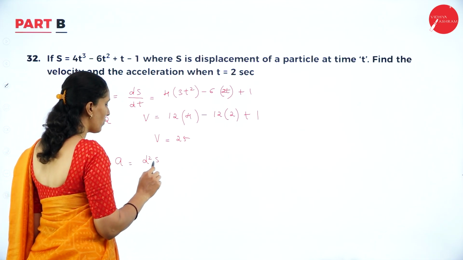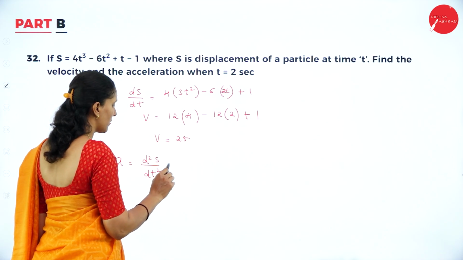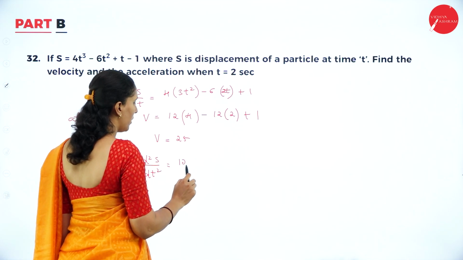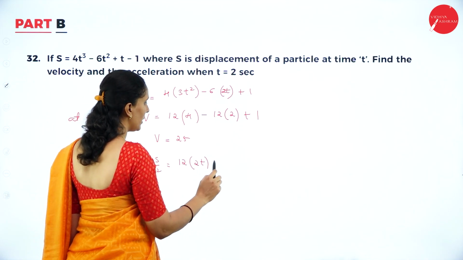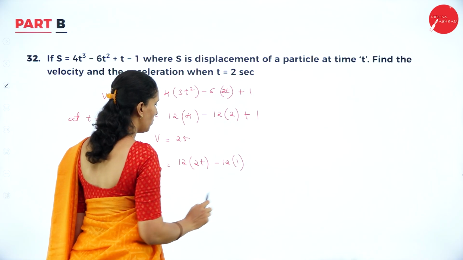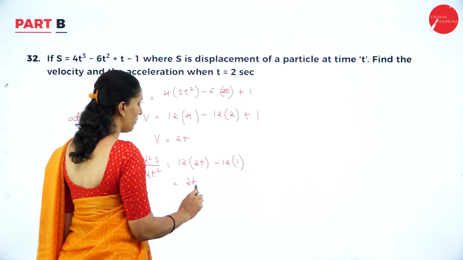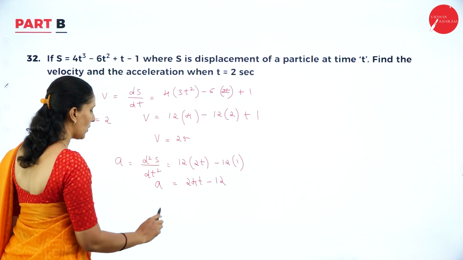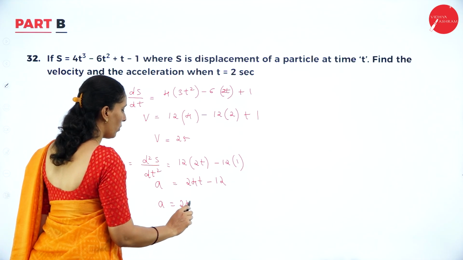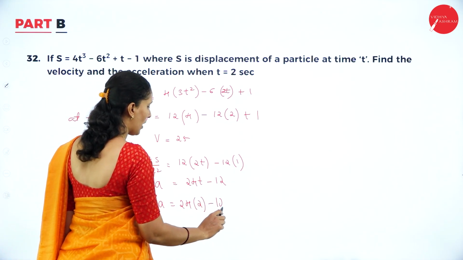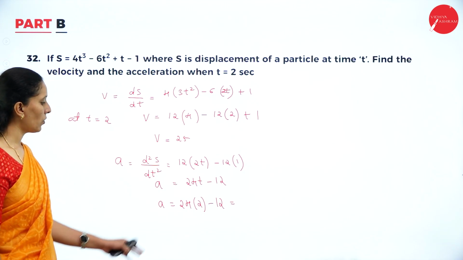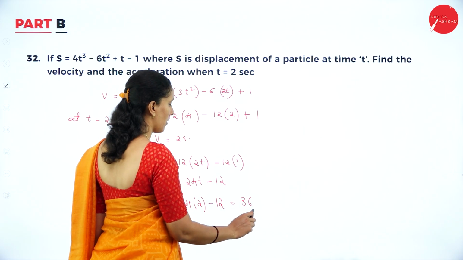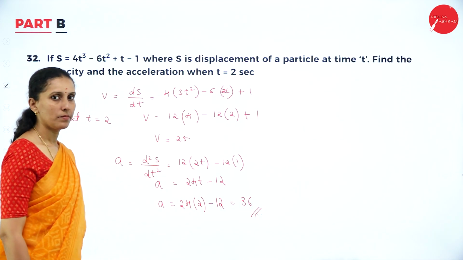Next we need to find the acceleration. Acceleration is d square s by dt square. So we have here 12t square, if you differentiate you will get 2t, so 12 into 2t is 24t. Next, 12 into 1. So we have here a is equal to 24t minus 12. Now at the same t is equal to 2, 24 into 2 minus 12, that is 24 twos are 48, 48 minus 12 is 36. So this is the acceleration.